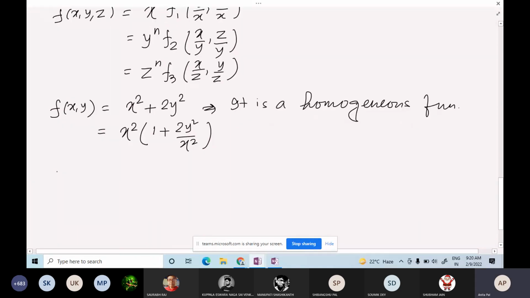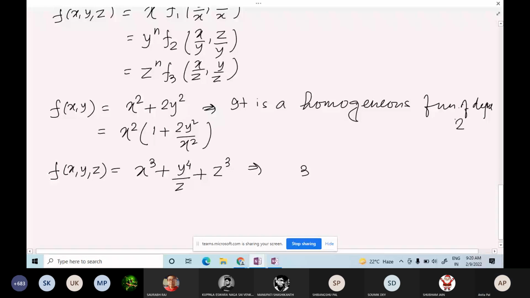Suppose I am considering one function of 3 variables, x cube plus y^4 z plus z cube. The degree of each term is 3, so it is a homogeneous function of degree 3.